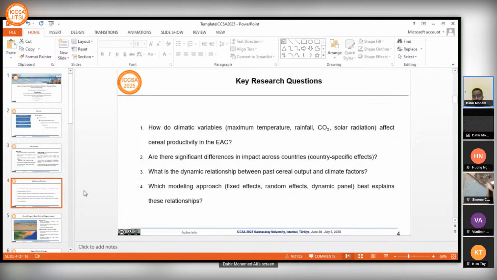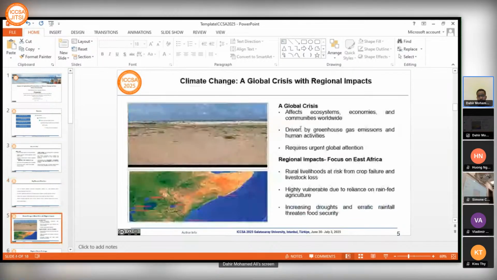Then the research aims to answer the following key questions. First question is how climate variables like maximum temperature, rainfall, and carbon dioxide affect cereal productivity in East Africa. The second question is, are there any significant differences in impact across the countries, that is, specific country effects? The third question is what is the dynamic relationship between cereal output and climate factors? The fourth one is which model is appropriate, fixed model, random model, or dynamic? Which one best explains this relationship?